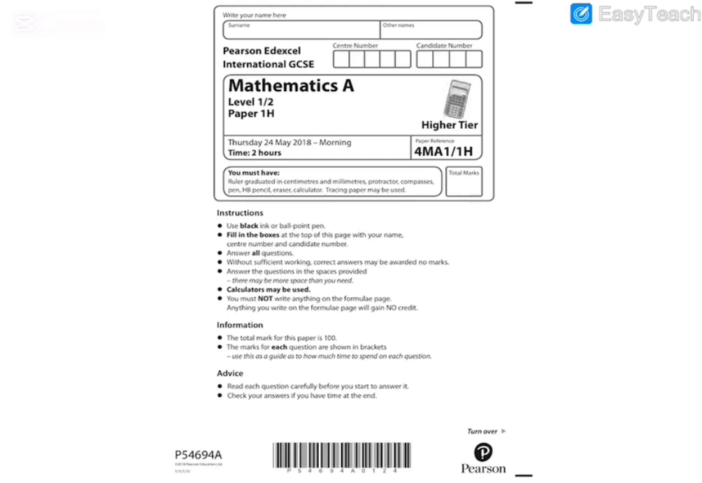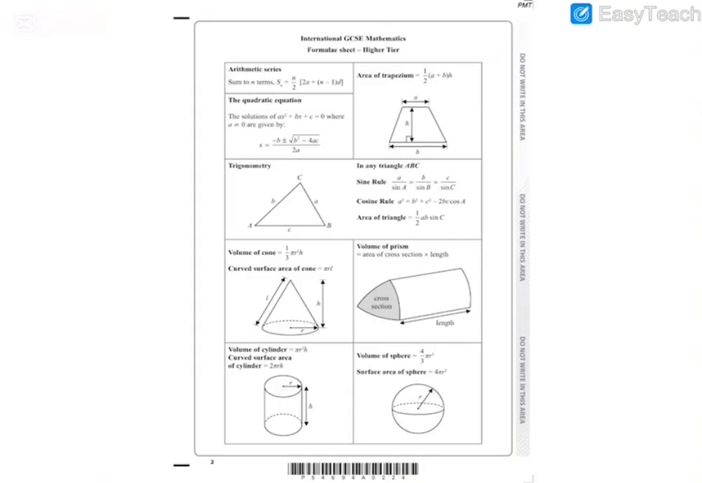Today's lesson is all about higher level concepts. I will guide you through it step by step. I will solve 1H 2018 May. Okay, let's break it together. The first sheet is a formula sheet. You can use it along your test.